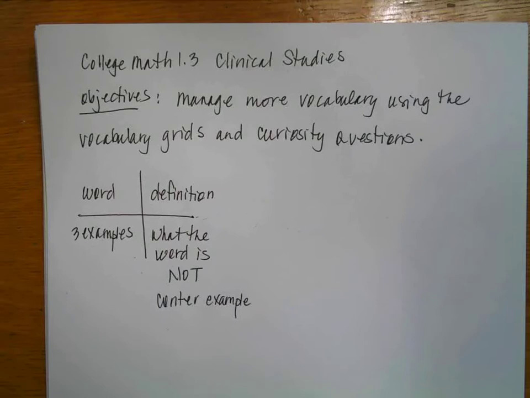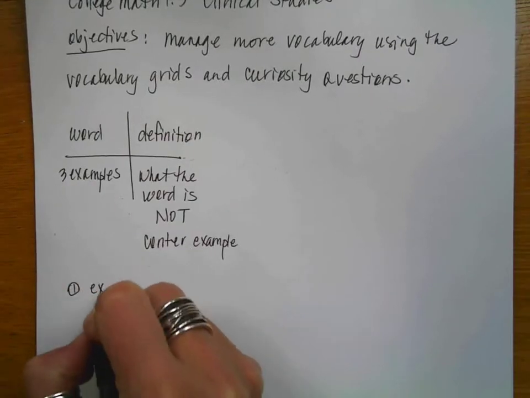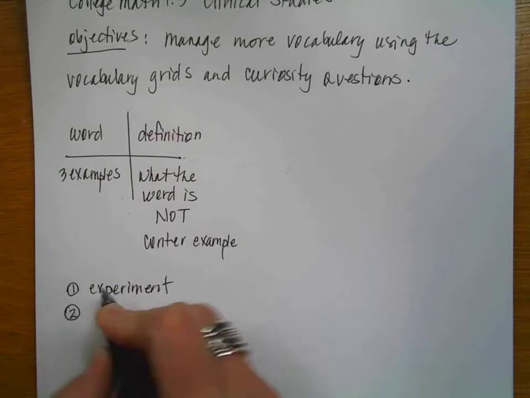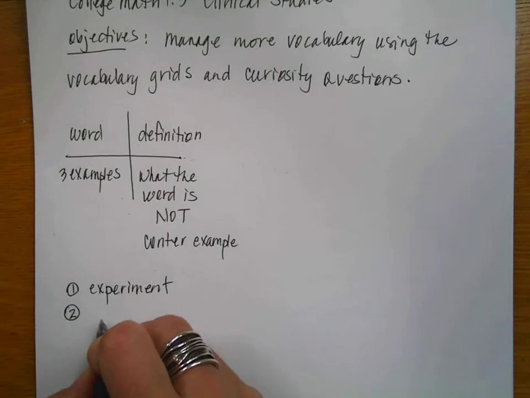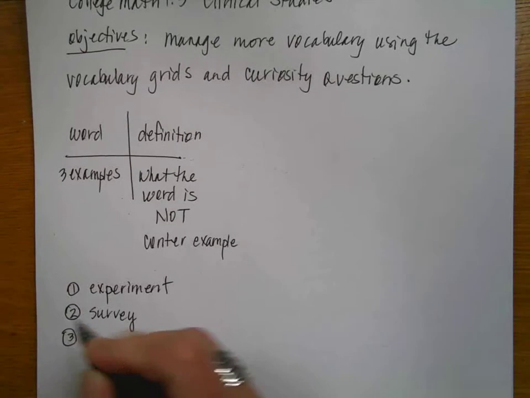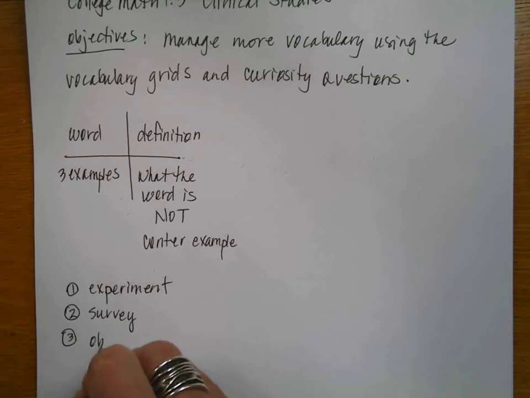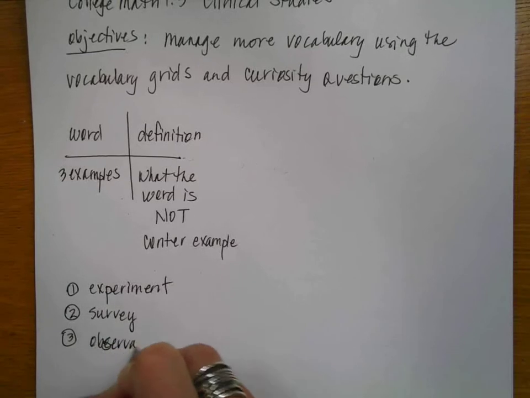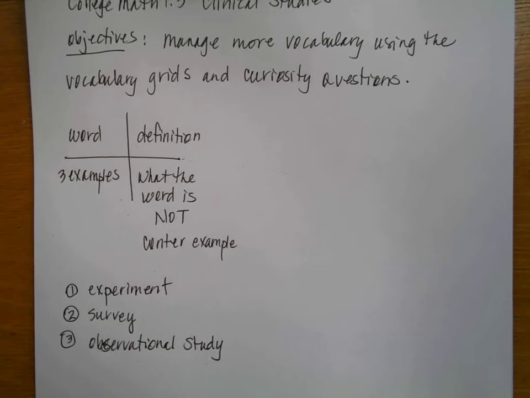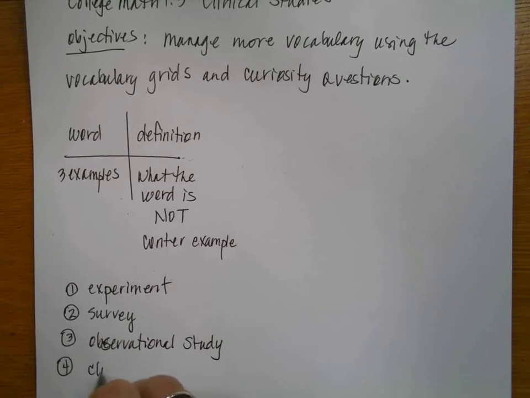Okay? So the next thing I'm going to do is list our vocabulary words. Number 1, you're going to do experiment. And again, this is all in the context of statistics, and it's all going to be in your white textbook. 2 is survey. 3 is going to be, I got them mixed up. Oh well. Observational study. That should have been number 1, but the world keeps spinning. Number 4 is going to be a clinical study.